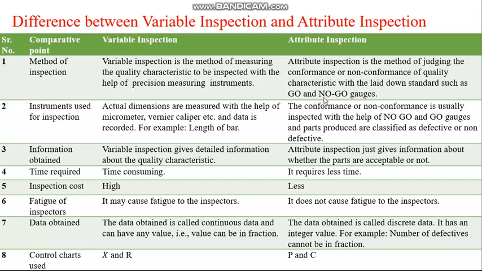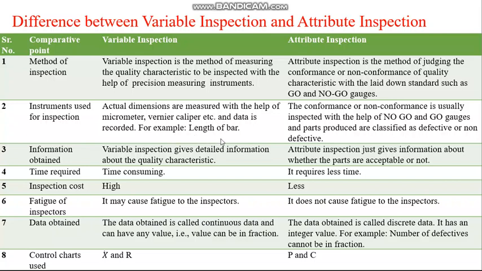Suppose in the class, how many passed, how many failed. In that case the laid down standard will be some marks. Below this many marks, one has failed, above these many marks one has passed. Some laid down standard will be there. Then the second thing, the instruments used for inspection. In case of variable inspection, the actual dimensions are measured with the help of precision measuring instruments like micrometer, vernier caliper, etc., and the data is recorded.